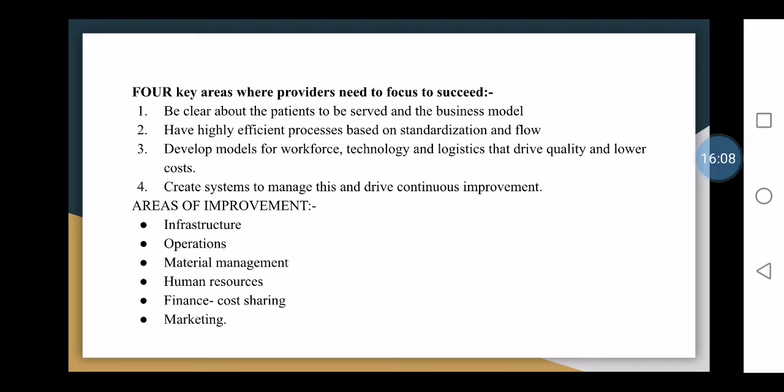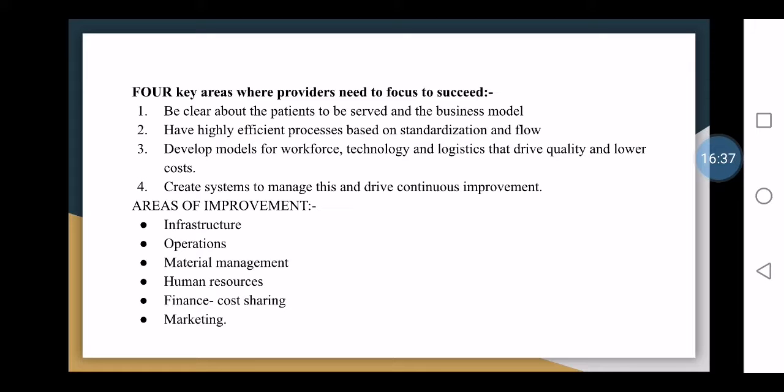Have highly efficient process based on standardization and flow. We should have a highly efficient process. The working process or the health economics should be very efficient, and it should be based on standardization, and it should go in a flow. It should be a teamwork. It should not be in between. It should be continuous, and it should be a flowing method. It should have its own standardization.